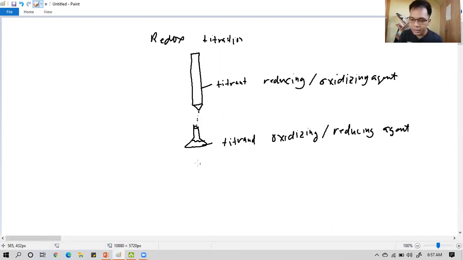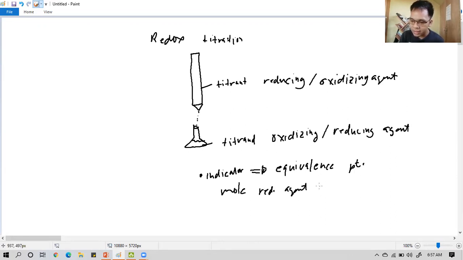Okay, and then the other one here is, you could recall, the indicator, which is used to indicate the equivalence point of the reaction natin, kung saan yung moles ng reducing agent ay equal na sa moles ng oxidizing agent.